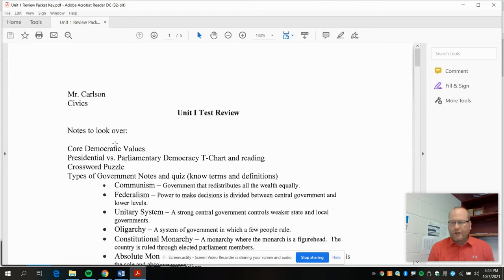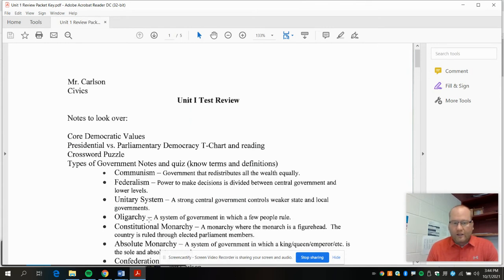But to go over the study guide here, to go over the key, I'm just going to go right down the list of all these definitions for these vocab words that we had. So first of all, communism. That's government that redistributes all the wealth equally. Then federalism. Power to make decisions is divided between central governments and the lower levels of governments. So they each have some power, where the central government can do some things as well as the lower levels, which is often like states or provinces, as well down to like cities.